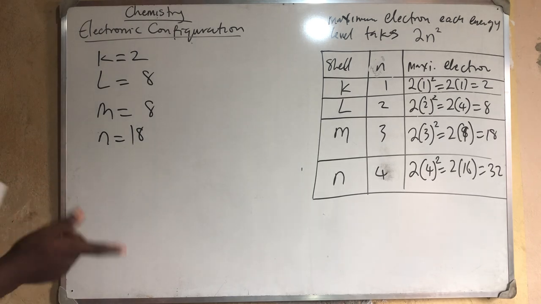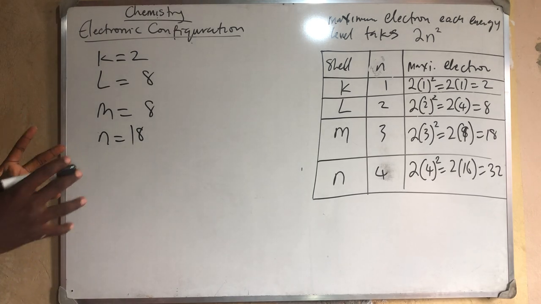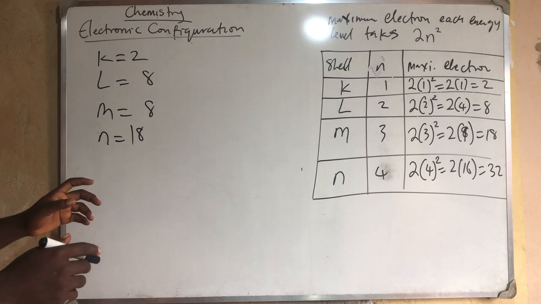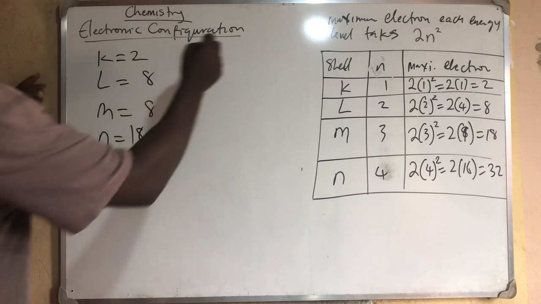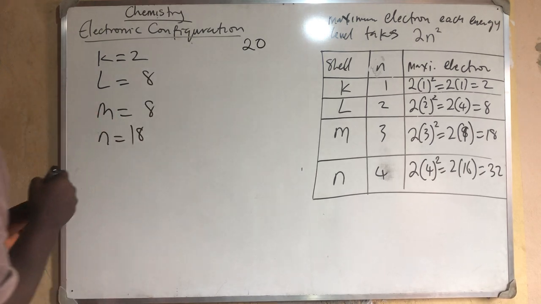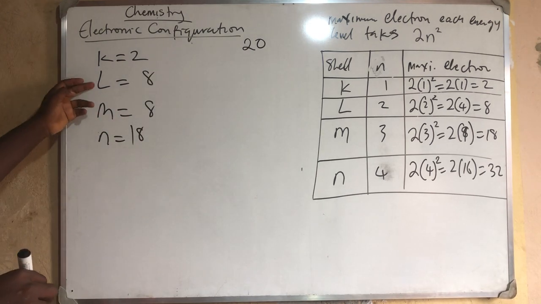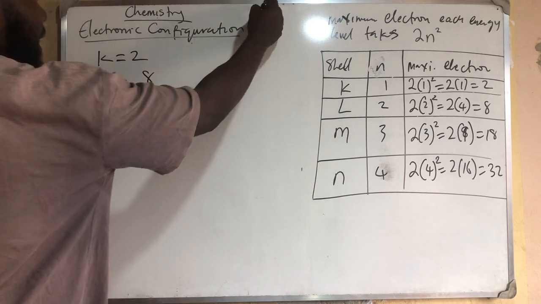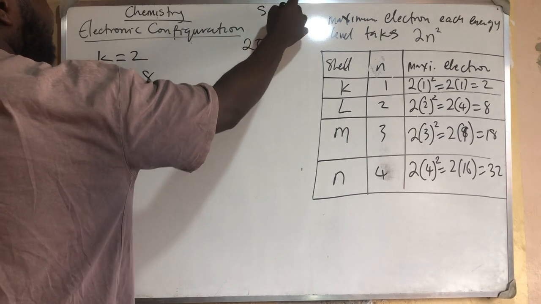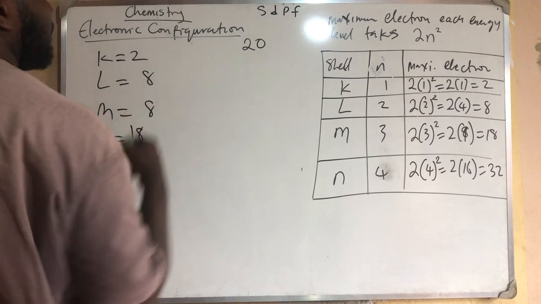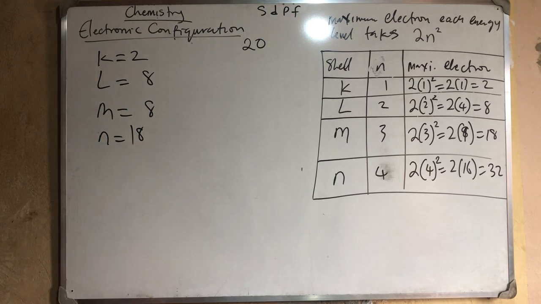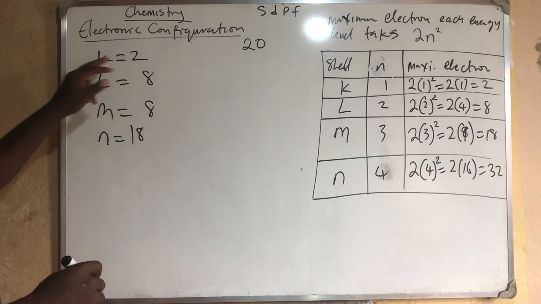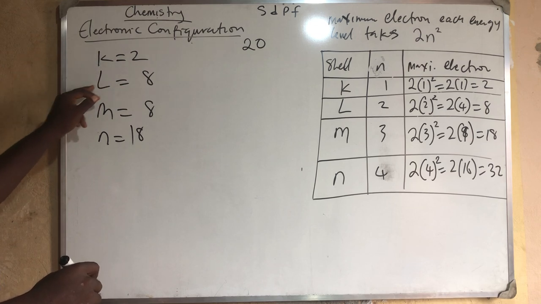Anytime you are writing the electronic configuration in terms of KLM shells, you can use the first 20 elements. If it's the first 20 elements, please use KLM shells if you like. But the best one to use is called the SPDF notation. We are coming to that. Then, let me show you why the K shell is 2 and the L shell is 8.